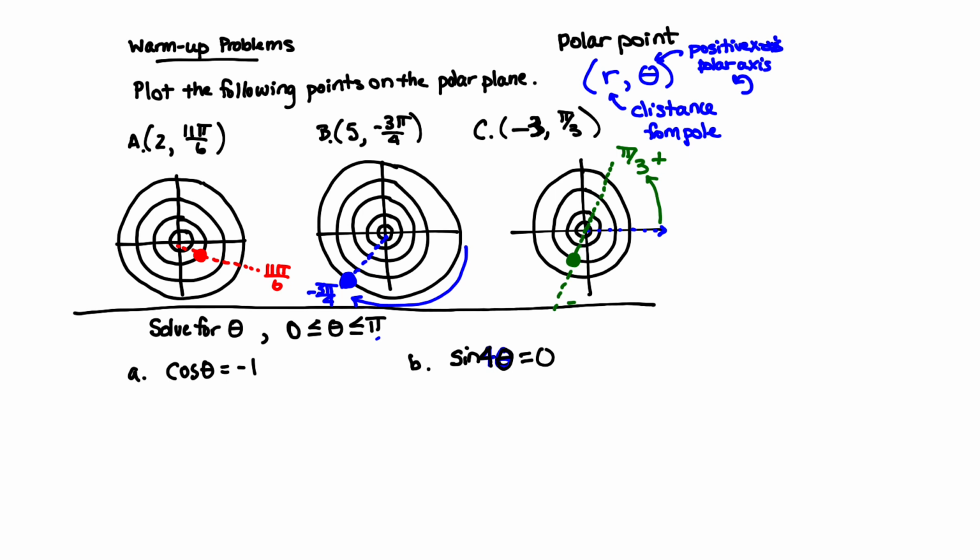I didn't ask you, but could you do this? Could you convert this polar point, negative 3 comma pi over 3, into Cartesian coordinates? In other words, can you tell me the x value and y value associated to that point? So can you convert that into Cartesian coordinates?